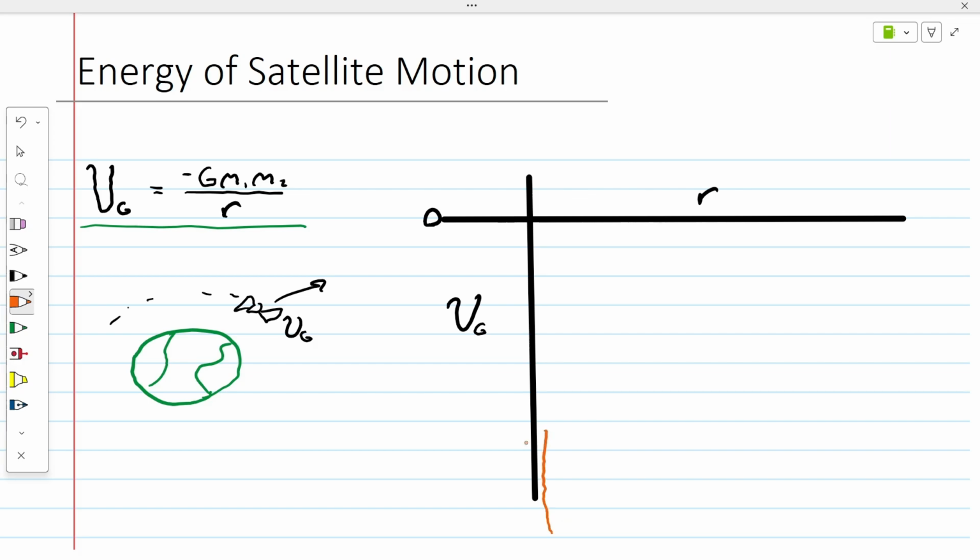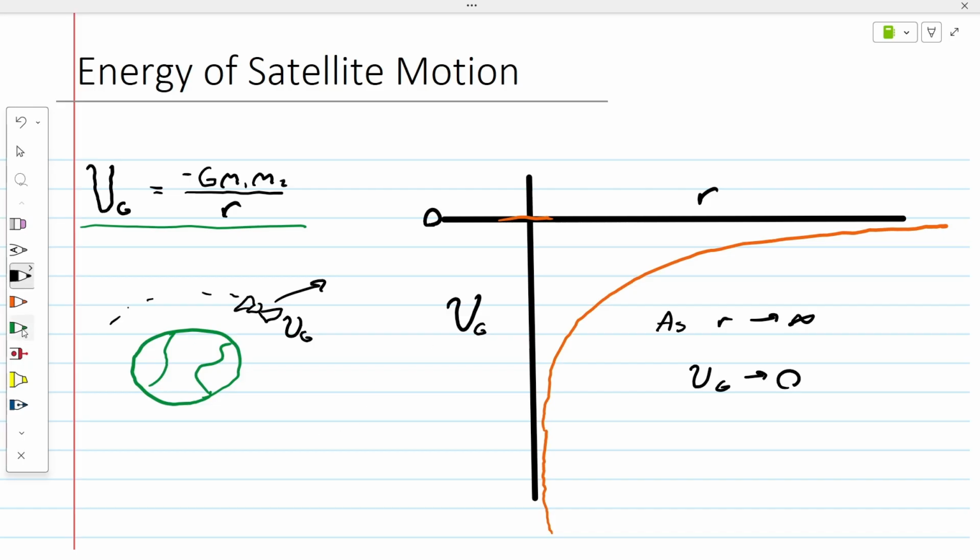As the radius gets farther and farther, it's going to get closer and closer to zero. This is the zero axis right here. So as the radius approaches infinity, or let's say you had a satellite and it shot out, as it approaches infinity, this potential energy due to the gravity of that planet is going to go to zero. And that's why it needs to be given this negative, because as it gets closer to the planet, it actually decreases the potential energy.